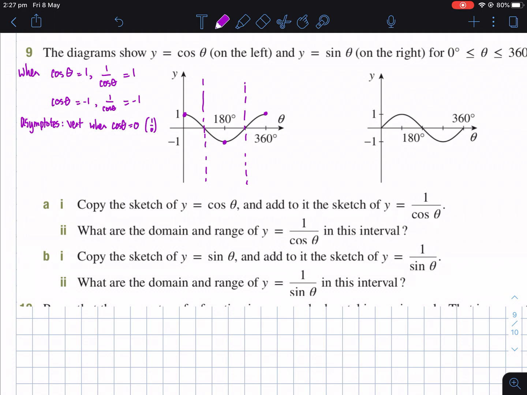And don't forget, when cos theta is max, 1 on cos theta is min at the same x coordinate. So if we've got cos theta maxing out here, we're going to have 1 on cos theta minimum. It's going to be a minimum there. So instead of going like that, which is cos theta, we're going to kind of go like that instead. And the same here.